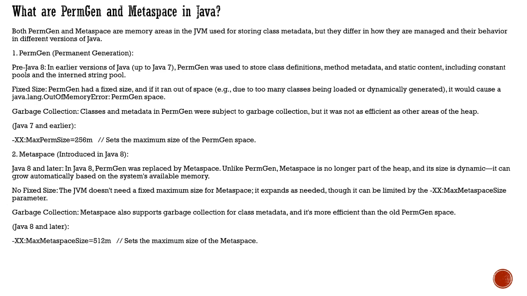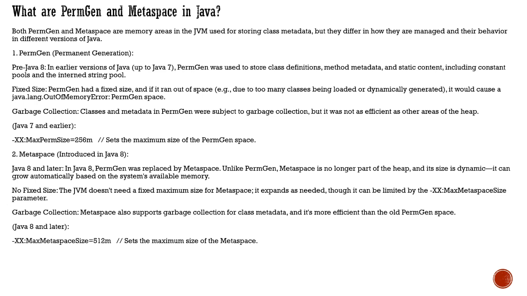Now, there used to be a fixed size to it. PermGen has a fixed size, right? If it runs out of space because too many classes have been loaded or dynamically generated, it will cause an out of memory error, as we already discussed. So if you see the error, you will see PermGen space along with the OutOfMemoryError. Now, garbage collection in PermGen: these classes and metadata are stored in this permanent generation, which were garbage collected, but not as efficiently as the other areas of the heap, right?